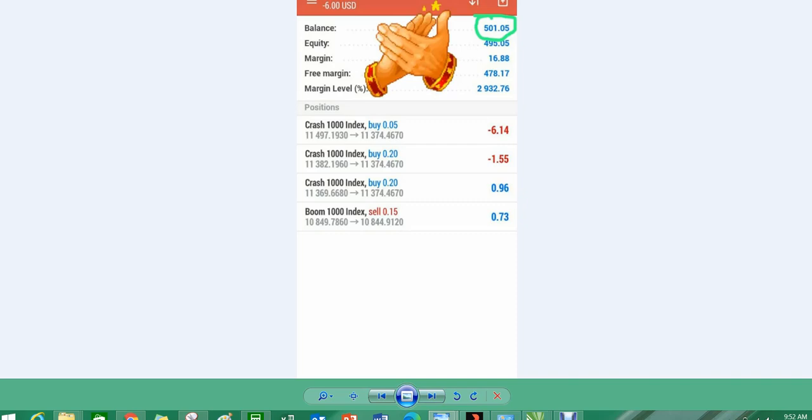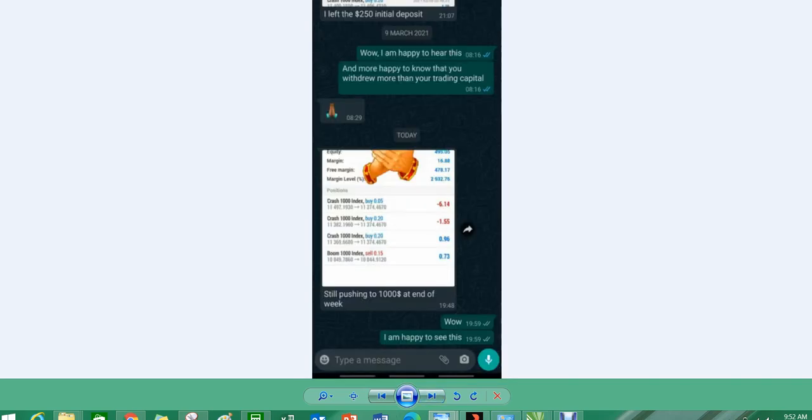And you can see this is another result from another person, increasing his trading profit to $501. Okay, let's see more. You can see that this particular person actually left $250 in his account. From $250 he has taken it to $501, and is still hoping to push it up to $1,000. You can see that he is actually making so much effort with this.